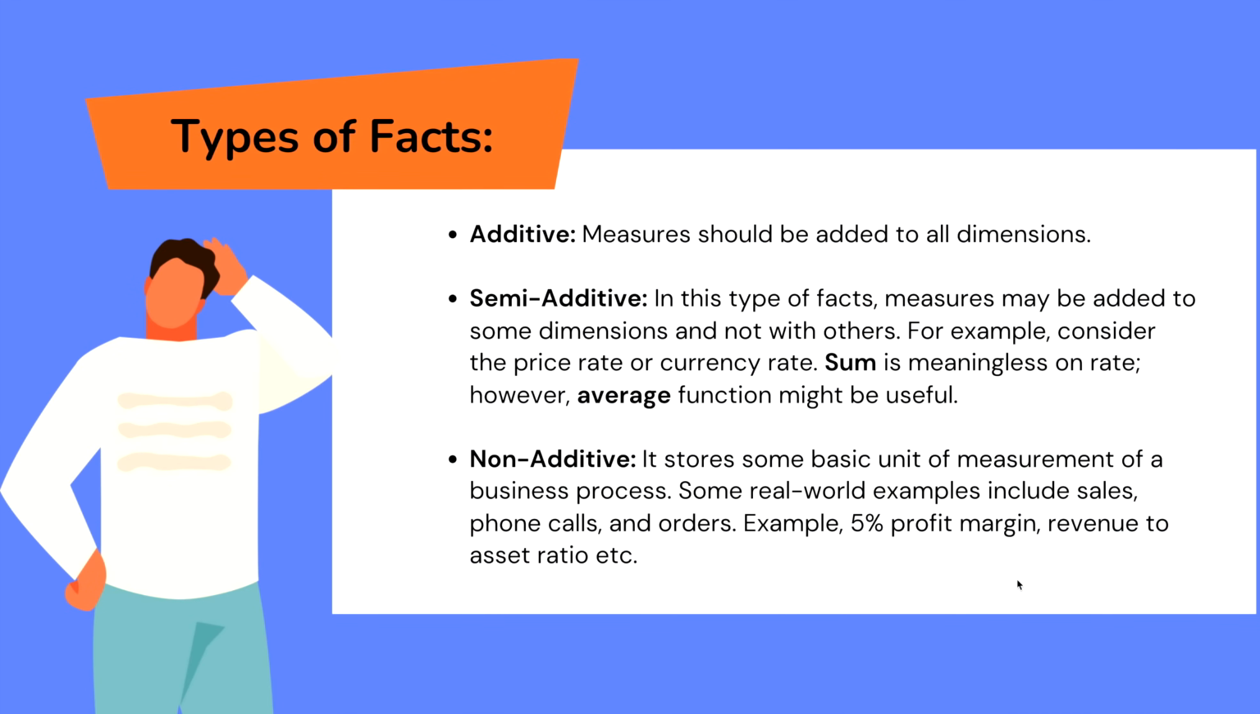Now the question comes, what are the different types of facts? There are basically three types of facts: additive, semi-additive, and non-additive. We cannot apply all the functions such as sum, max, mean, average, percentage, etc. that we use for calculations to all the facts. So based on that, we have three different kinds of facts.